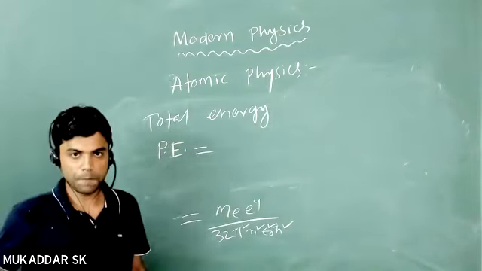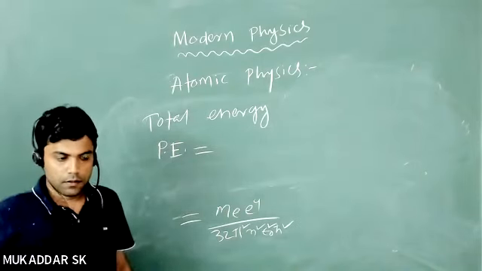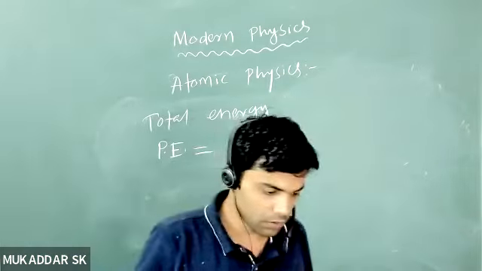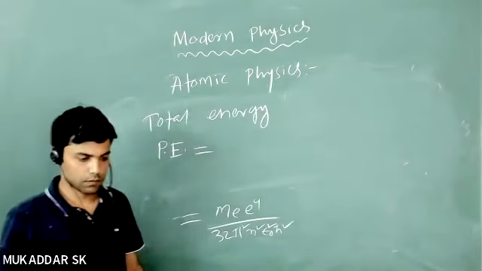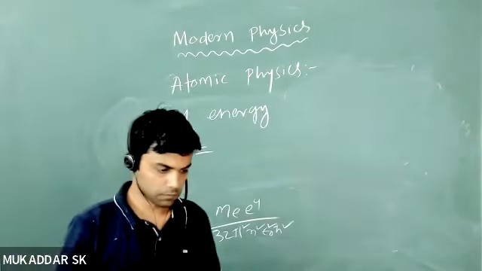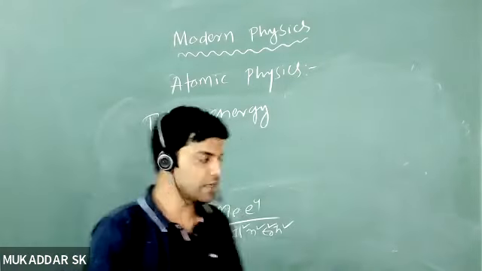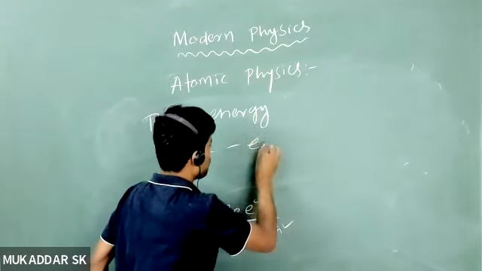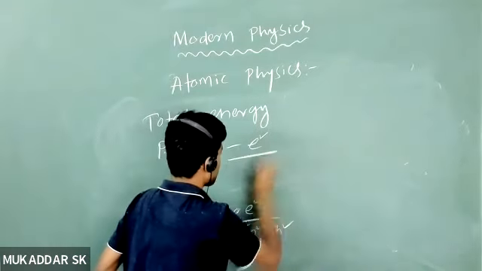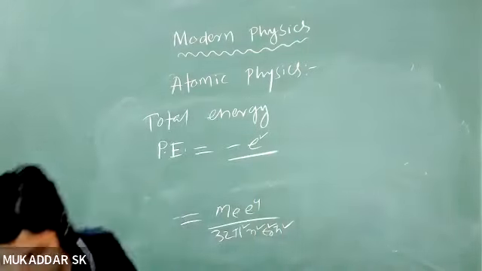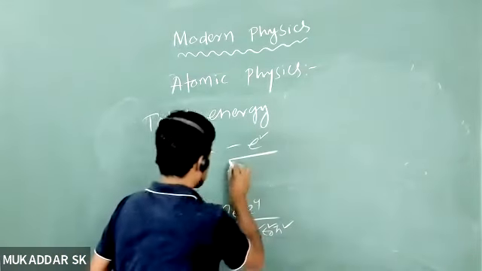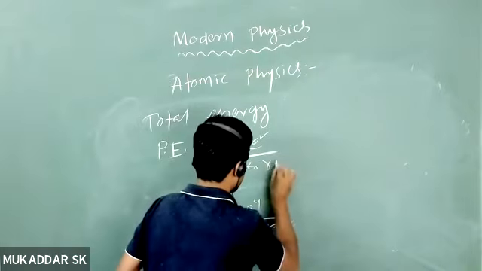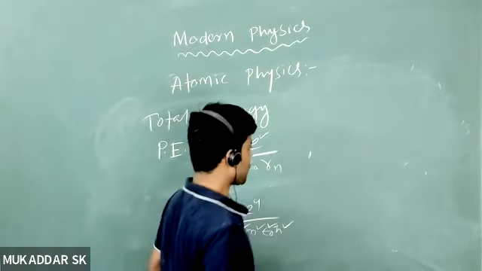How much will it be? How much will be the potential energy? It will be simply the Coulombic potential, right? Minus e square divided by 4 pi epsilon naught into Rn, right? This is your potential energy.